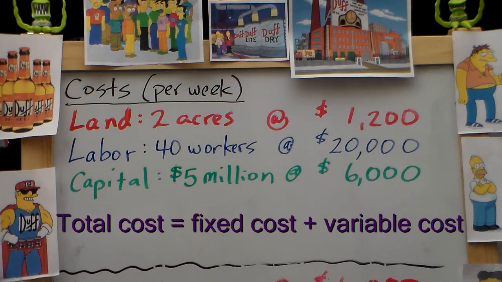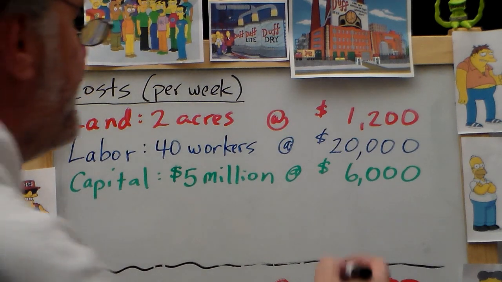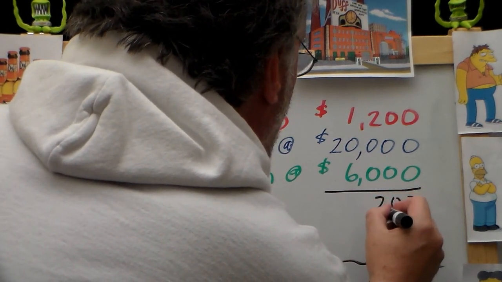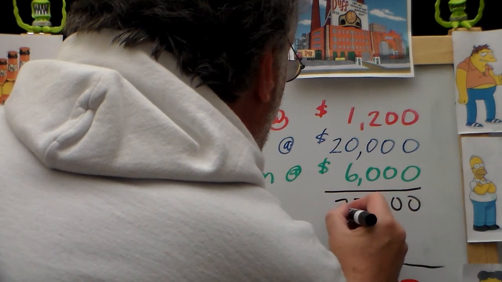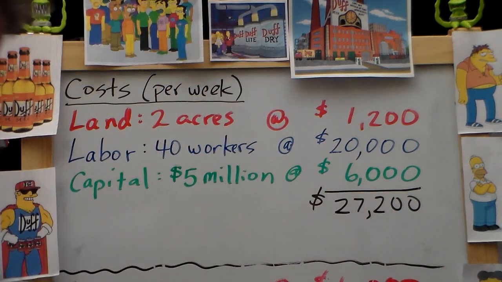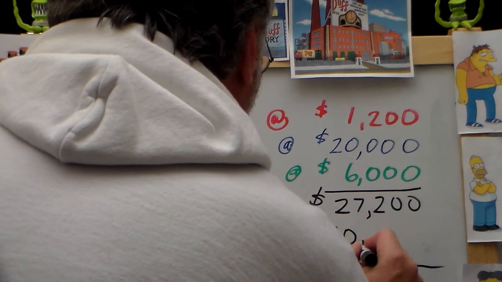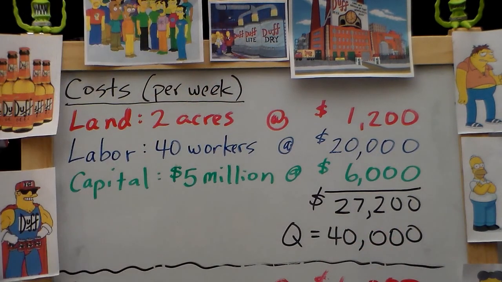The company's total cost to make its beer is the sum of the land costs, the labor costs, and the capital costs. The total cost to make beer at Duff Brewery per week, $27,600. Let's assume that if they use that amount of resources, they're able to make 40,000 bottles of beer.